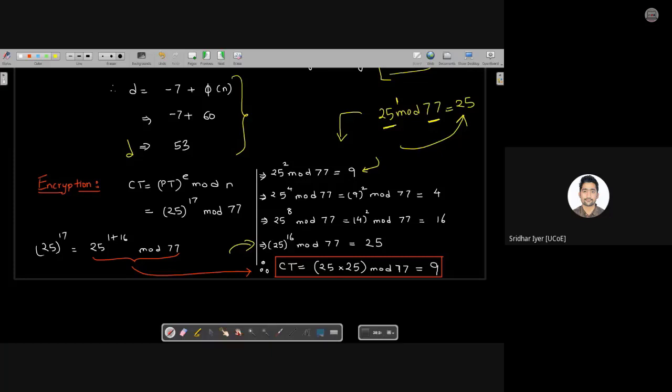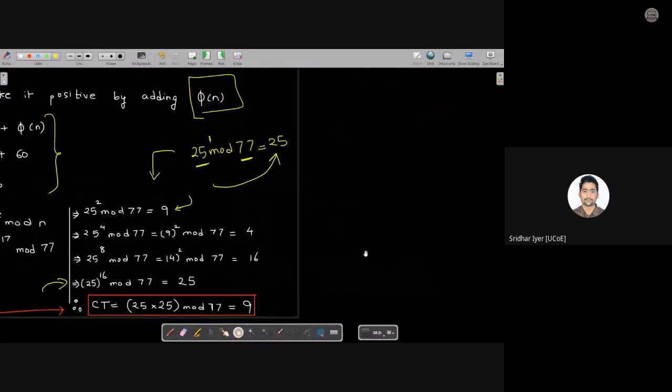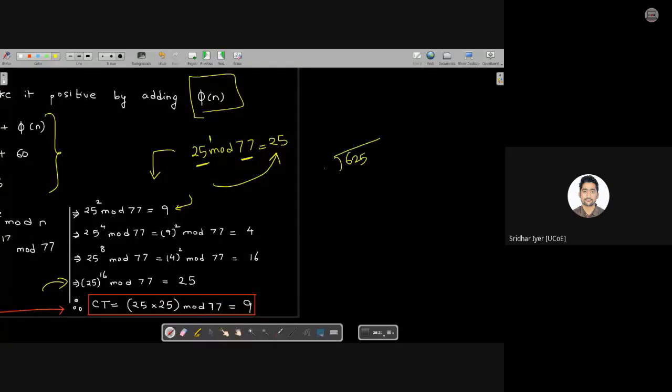Yes or no? What we can do? 625, right? So we have to take 625, divide it by 77. Whatever value comes, the remainder will come. Suppose something like x dot y. So multiply x with 77, and subtract the result from 625, and you will get the mod. I hope you know how to do mod. Even in your calculators you can perform mod operations, yes or no? But the only catch is, for large numbers you can't use your calculators.